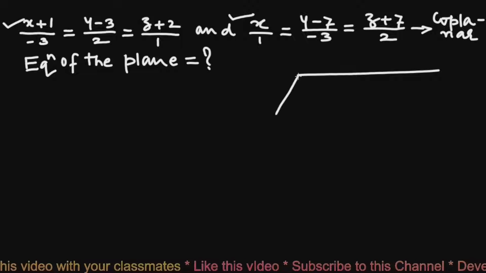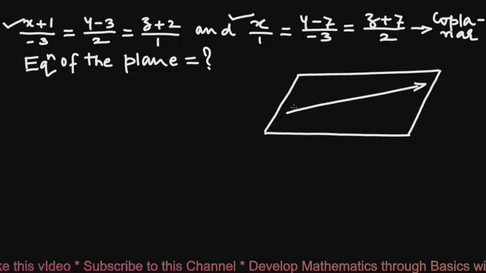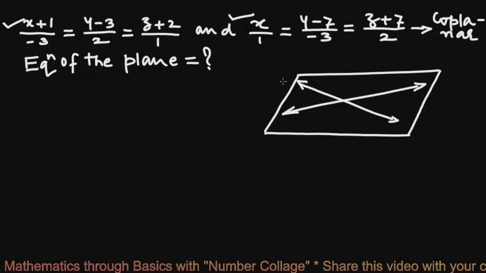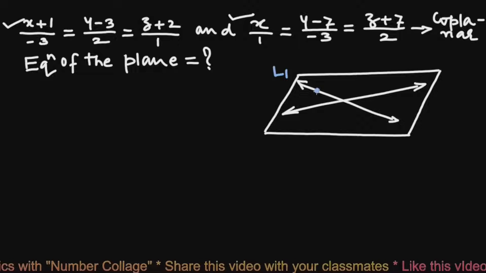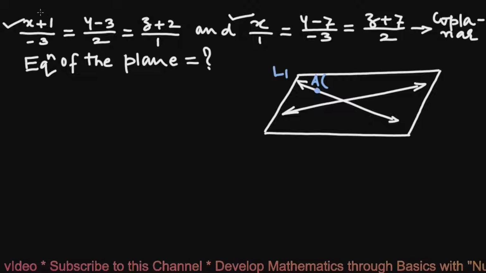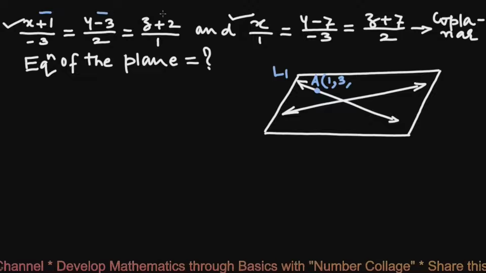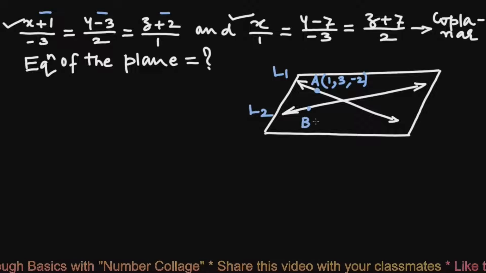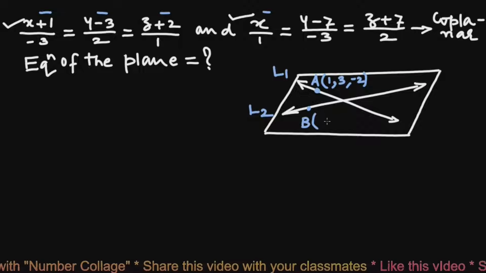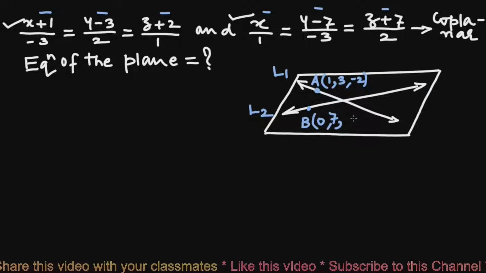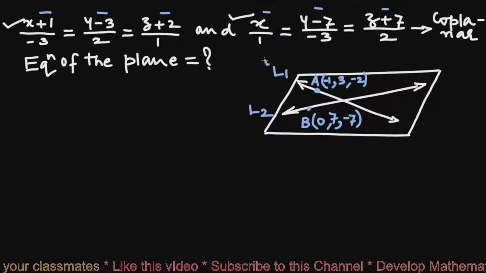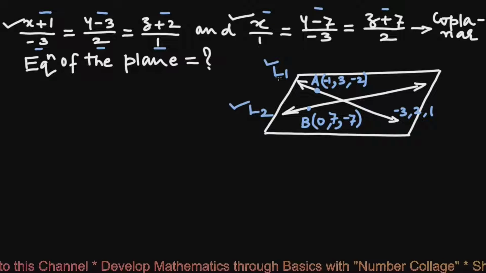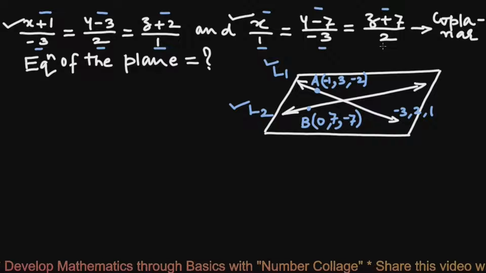If these two lines are coplanar, then they will be either parallel or intersecting lines. Suppose this line L1 passes through point A whose coordinates are (1, 3, -2), and this line L2 passes through point B whose coordinates are (0, 7, -7), and the direction ratios of line L1 are -3, 2, 1 and of line L2 are 1, -3, 2.